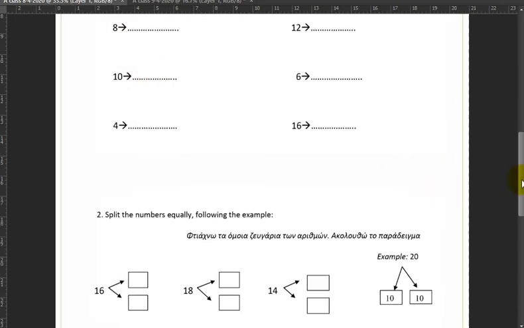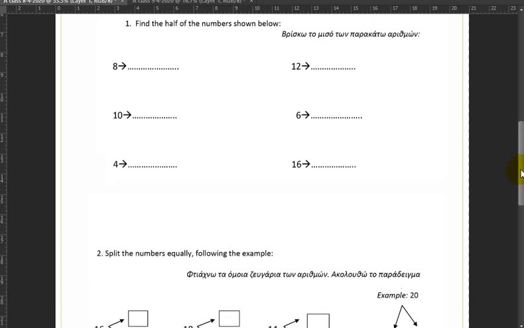I need to think what number do I add to itself to get 8? Is it 1? Well, 1 plus 1 gets 2. 2 and 2 makes 4. 3 and 3 makes 6. 4 and 4 makes 8. So the half of 8 is 4.